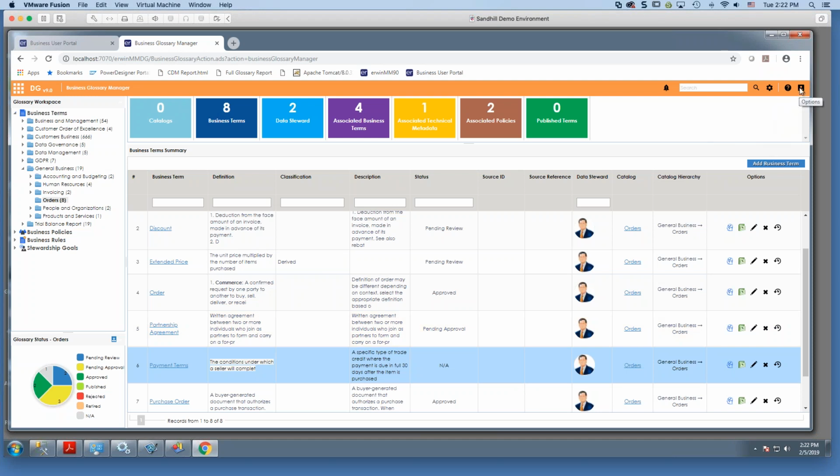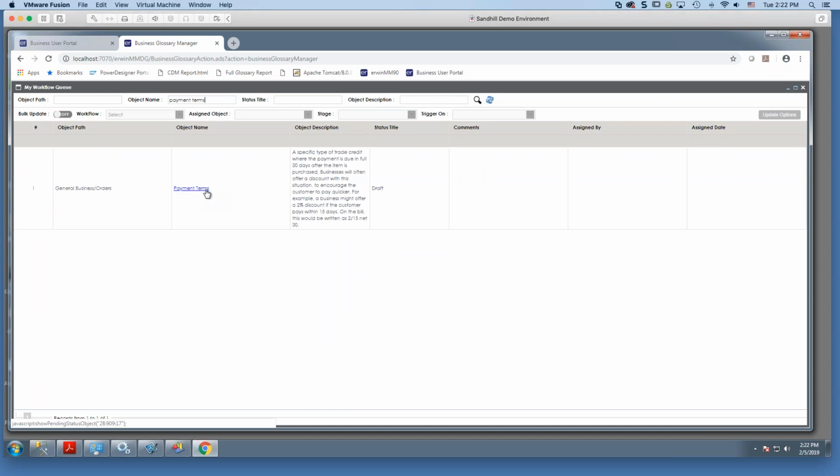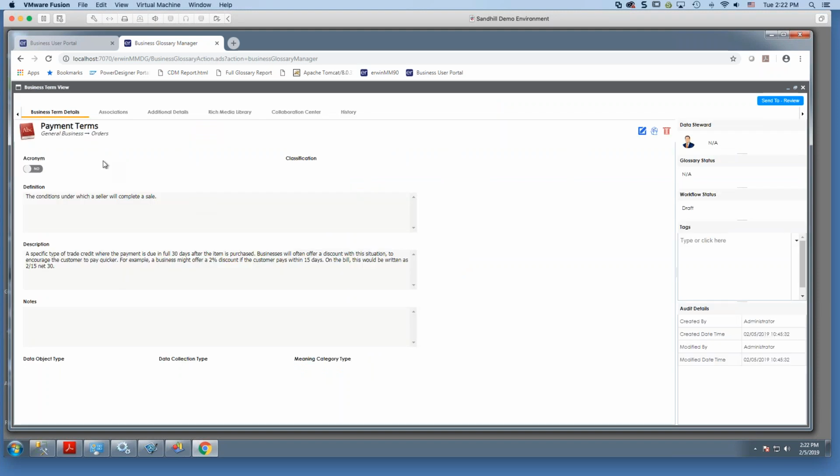So up here, there's this options button, and I can see my workflow queue, and I can limit this down to, let's say, object name is payment terms, and then go look for it. And I find payment terms. So then I can click on my payment terms here.